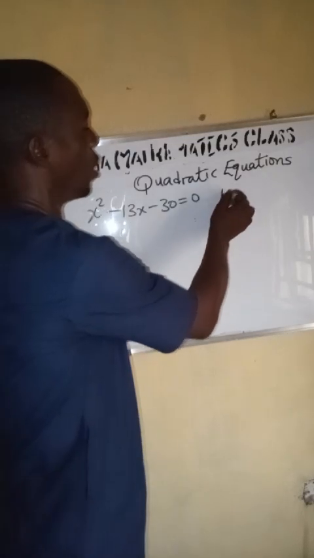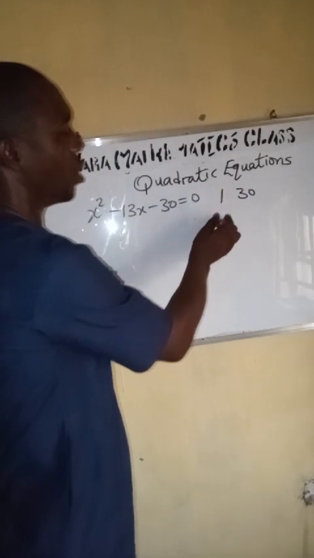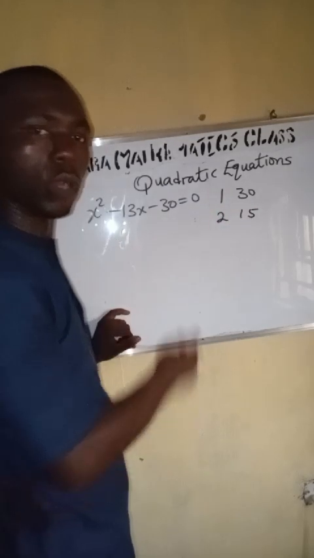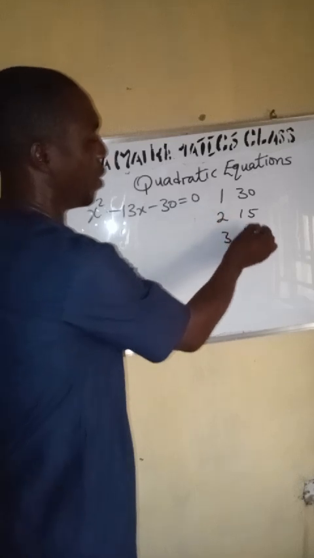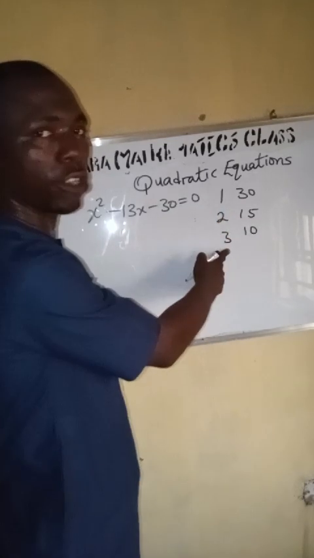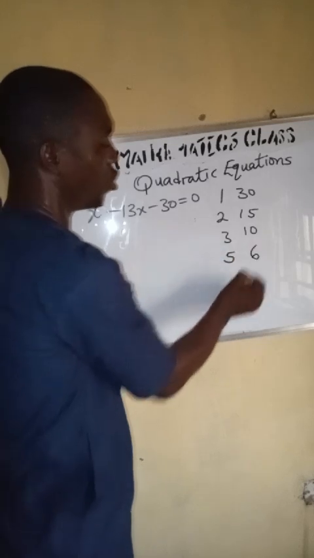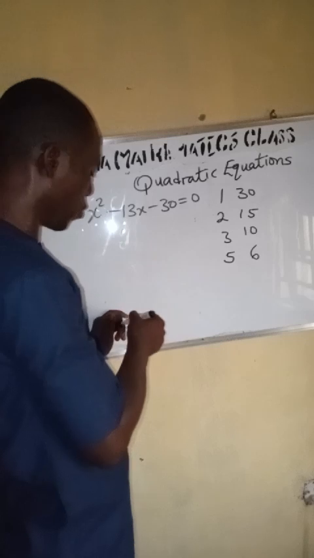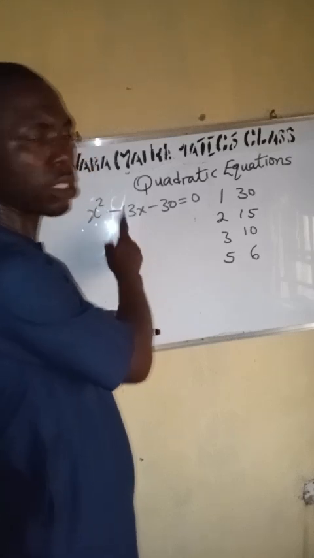we have 1 multiplied by 30. After 1, we have 2 multiplied by 15. You arrange them in that order. Then 3 multiplied by 10. 4 is not a factor of 30. After 4, we have 5 multiplied by 6. Now, we are looking for the two factors that will give us minus 13.